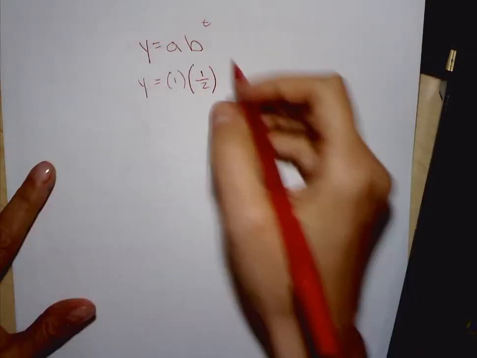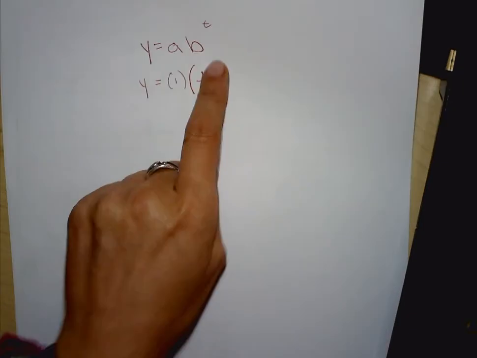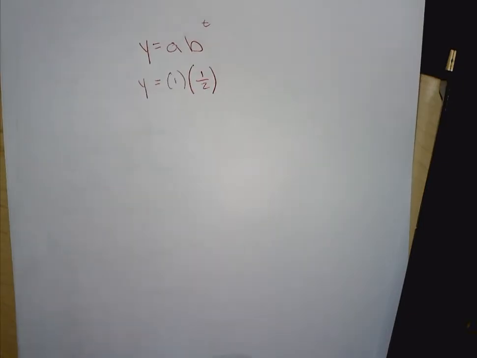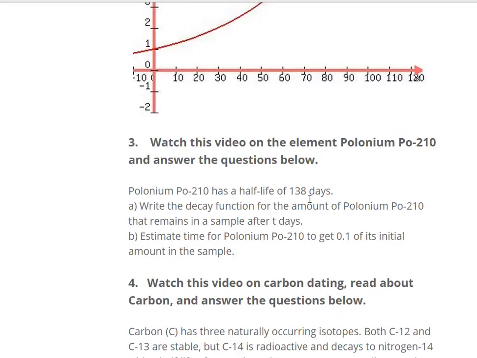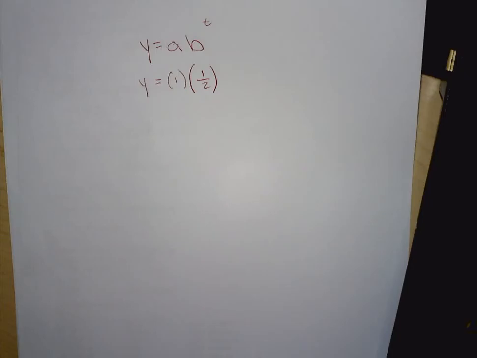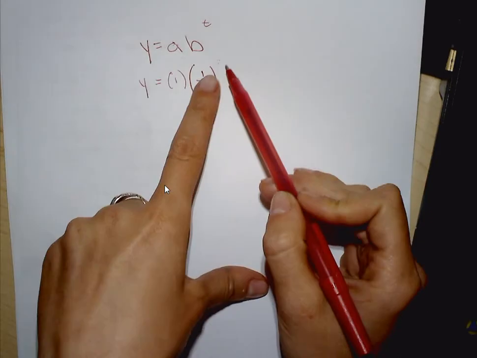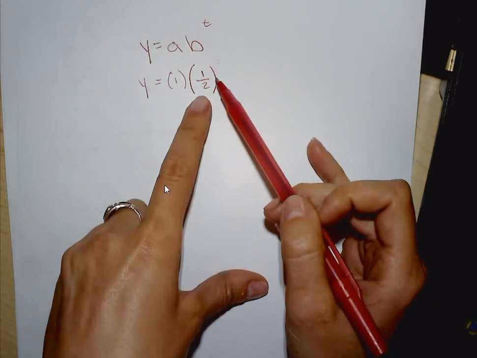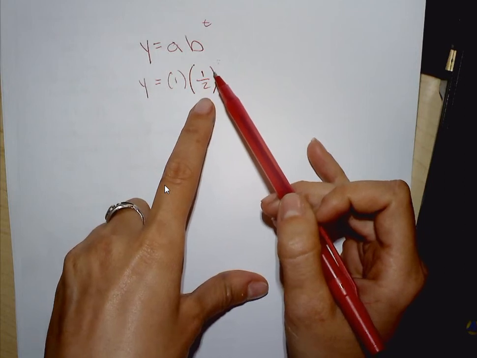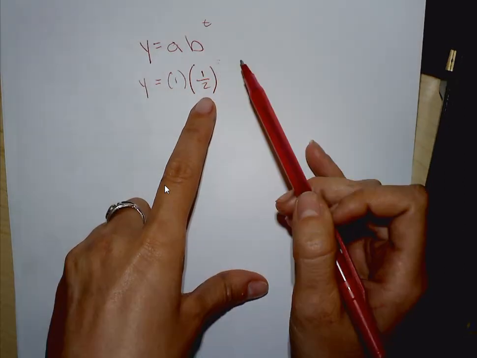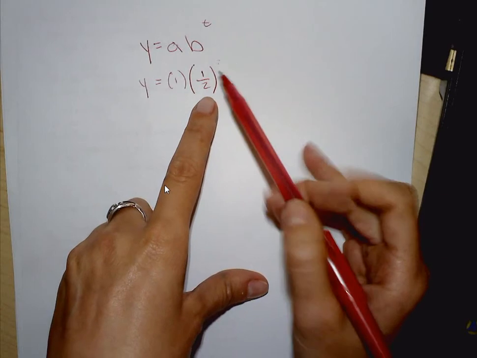And then let's talk about my exponent. This is the tricky part. Half-life of 138 days means every 138 days, I halve the amount of polonium that I have. Now, it wants t in days. If I just put t here, that says I'm halving every single day. But I want to halve every 138 days. So that means my exponent needs to be t over 138.